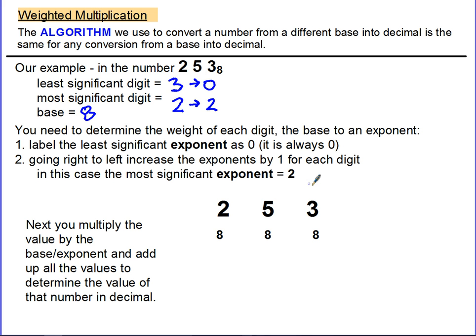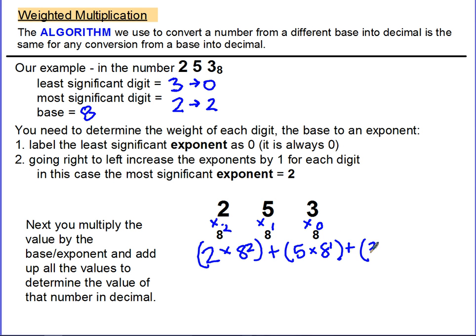So that same process, I put in my exponents here. This is 8 to the 0 power, 8 to the 1, 8 squared. So we go through and now we're going to multiply these two numbers together, these two numbers together, these two numbers together, and then add up their total. So I get 2 times 8 squared plus 5 times 8 to the first plus 3 times 8 to the 0.